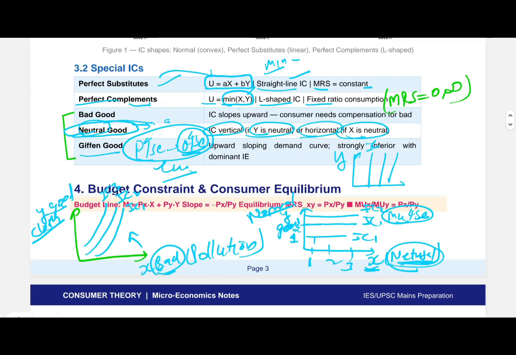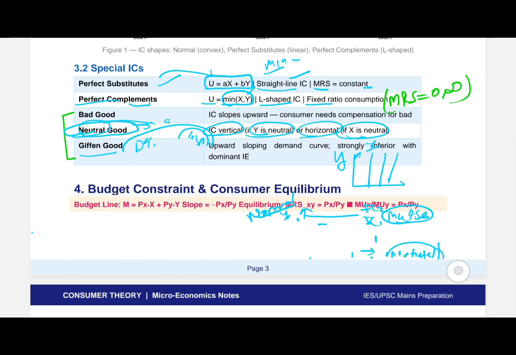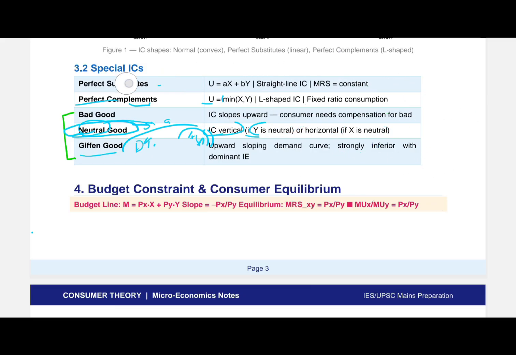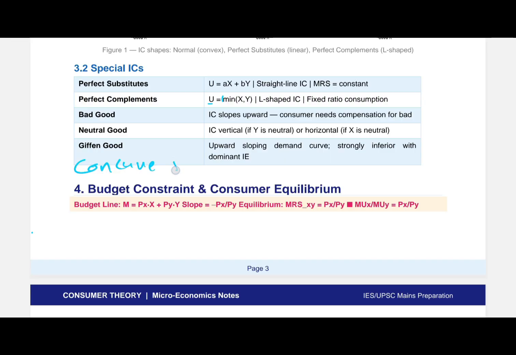Okay, there is one more special case. Here it is not written, let me raise this first. That is the concave shaped IC curve. A concave IC curve will prevail where we consume only one commodity, or the preference for commodity one is more than the other.